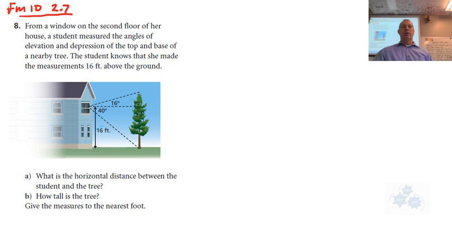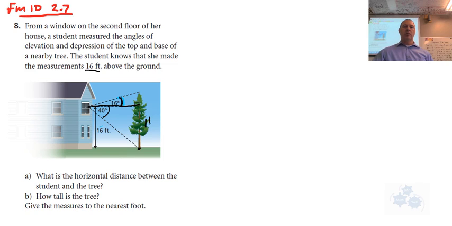Anyways, so here's the diagram right here, and we have an angle of 16 degrees. Oh, you can't really see that. The angle of 16 degrees is the angle of elevation from her window. And the angle of depression down to the bottom of the tree is 40 degrees. She knows that her window is 16 feet above the ground. So that's why you have 16 feet right here.